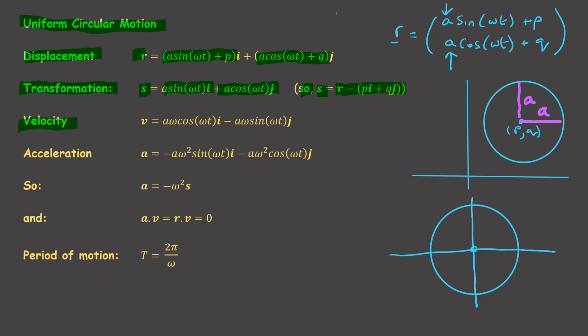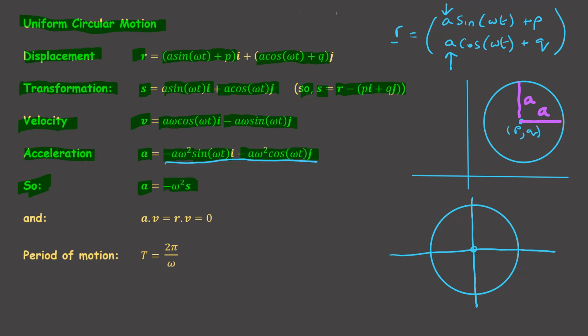The velocity, just by differentiating, don't forget the chain rule, is a omega cos omega t i minus a omega sine omega t j. The acceleration, a, is negative a omega squared sine omega t i, take away a omega squared cos omega t j. Notice that means the acceleration is negative omega squared s.